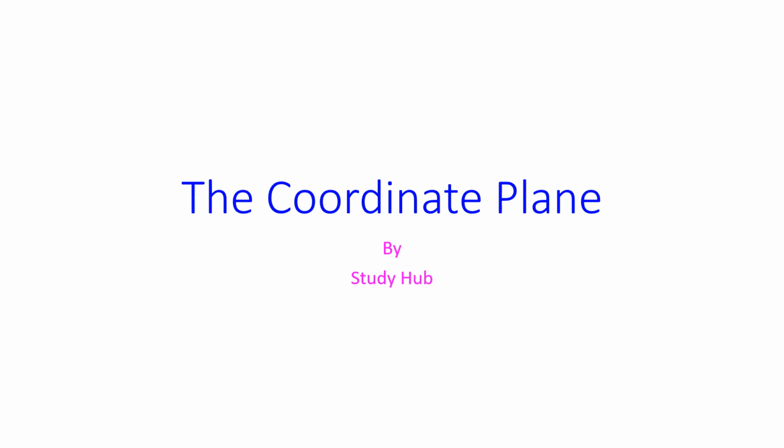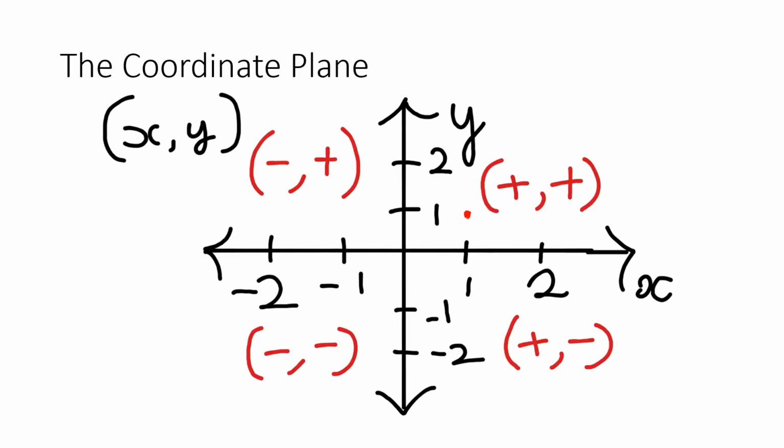Today we will be learning about the coordinate plane. Over here you can see the coordinate plane. It consists of the x-axis and the y-axis. The x-axis is horizontal whereas the y-axis is vertical.